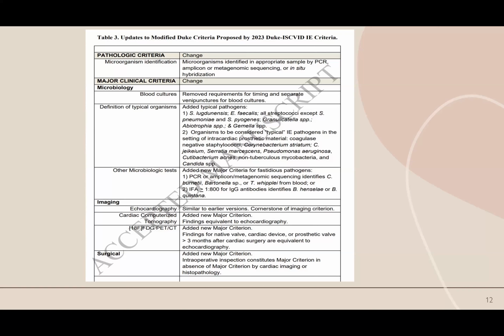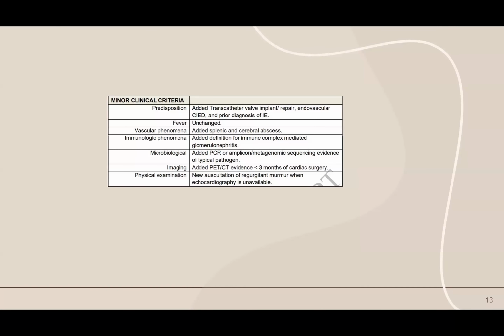The typical organisms are now to include E. faecalis, all the streptococci except Strep pneumoniae and pyogenes, Abiotrophia species, Gemella species, and typical organisms for prosthetic material have now been included, as well as an IFA IgG titer of more than 1:800 for both Bartonella henselae and Bartonella quintana. So there are some changes to the minor criteria as well that have been proposed. And again, PCR and metagenomic next generation sequencing for typical pathogens have been added here.